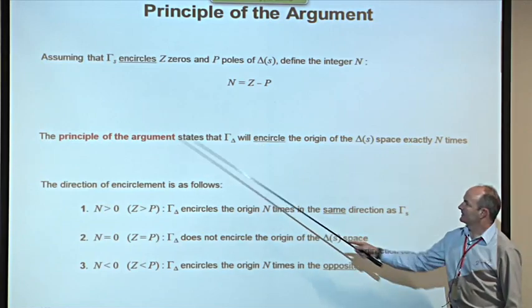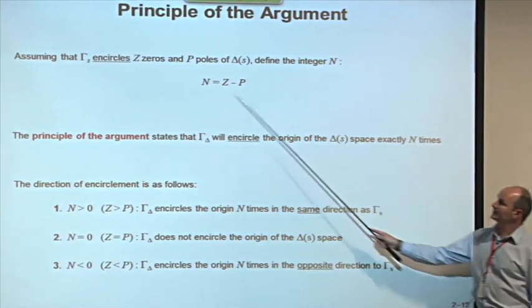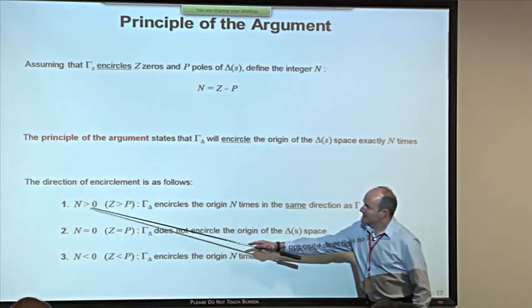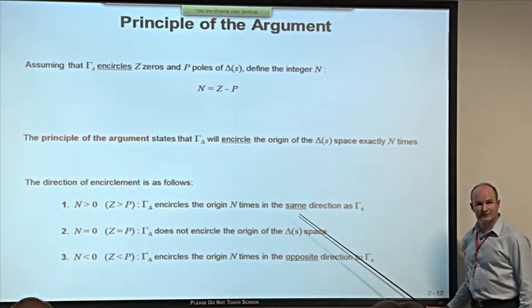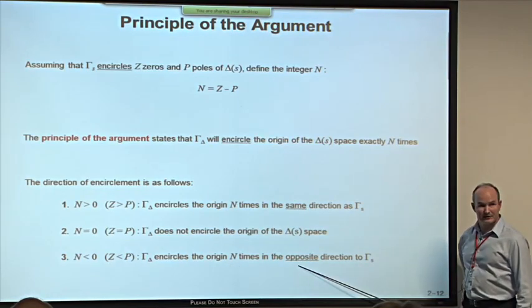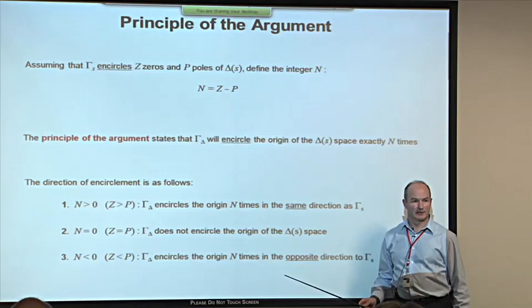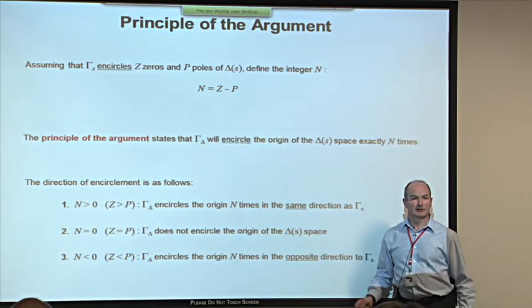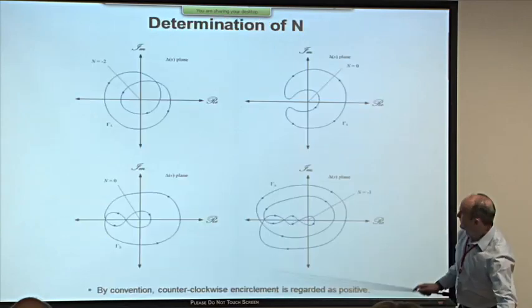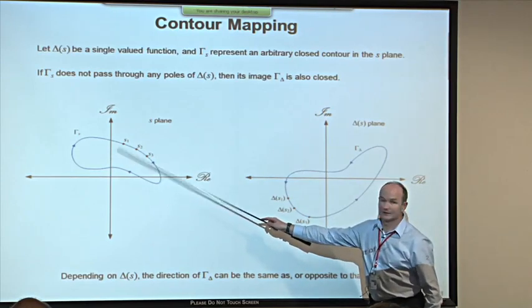The principle of argument says that the contour that's mapped encircles the origin that number of times, but it also tells us about the direction. Because if n is greater than 0, the direction doesn't change. If n is less than 0, the direction does change. And if n is 0, meaning there's the same number of zeros and poles encircled by gamma s, it doesn't encircle the origin in the first place. So we can say something about this contour based on knowledge of the poles and zeros encircled by this one.